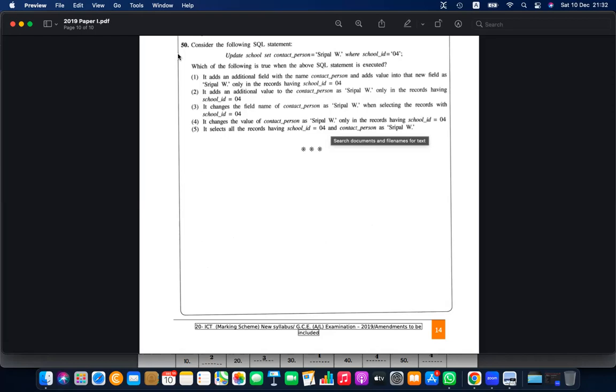Does it add an additional value to the contact person Sripal W only in the records having school ID 4? No, it's not adding, it is updating. Does it change the field name? No, not the field name. It changes the value of the contact person. Yes, it changed the value of the contact person to Sripal W only in the records having school ID 4. That is true, because it's updating the data. Does it select all the records having school ID 4? No, it's not selecting, it's updating. So it is number 4.